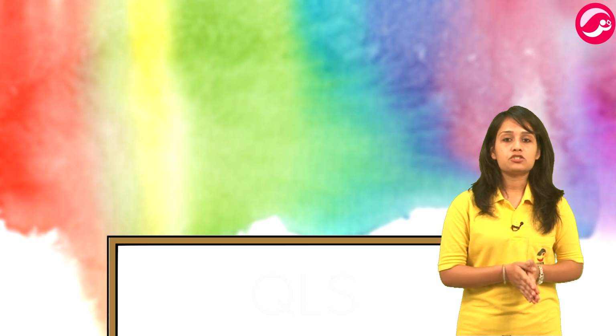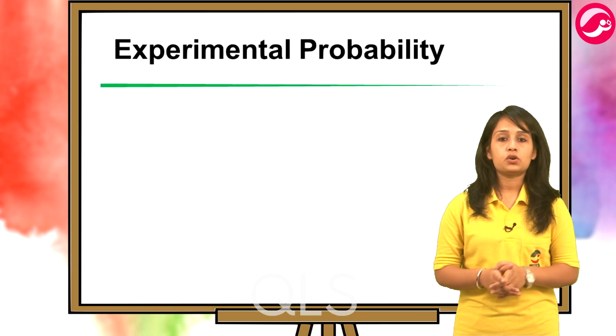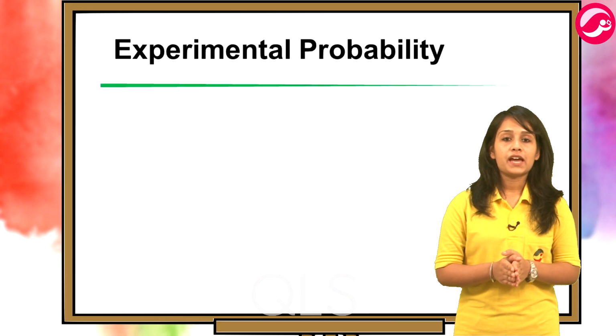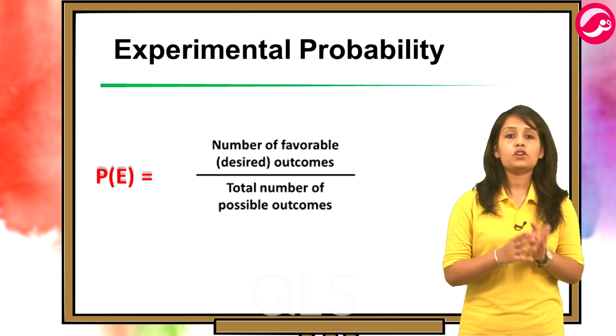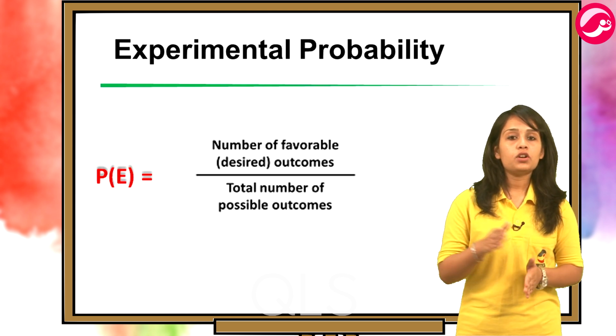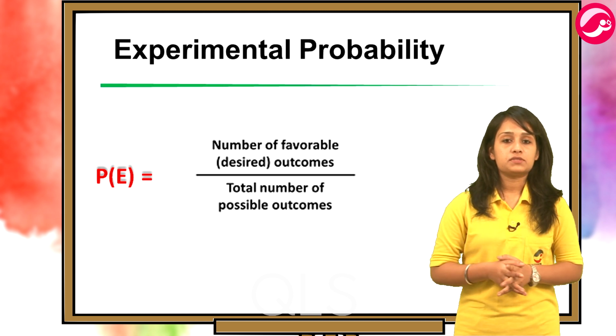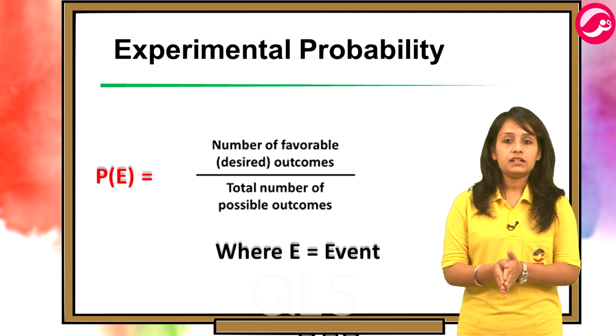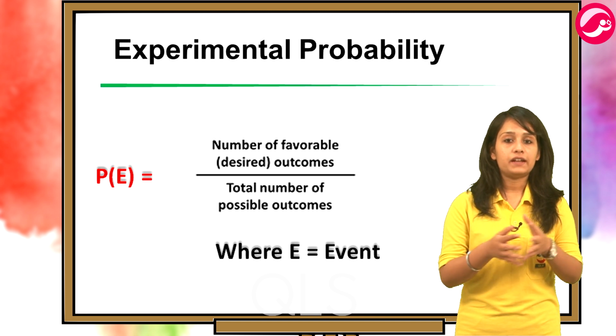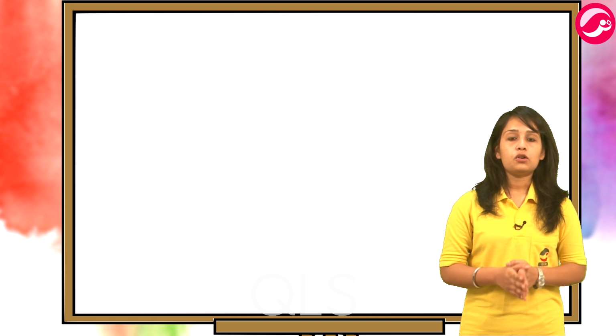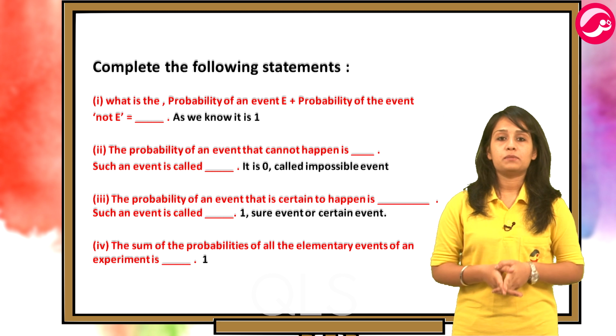So in the previous session, we solved some problems based on experimental probability and we used the formula P of E, which is equal to number of favorable outcomes to E divided by total number of outcomes, where E is the event जिसके occur होने की probability हमें find करना है. Now, I want you to complete the following statements.